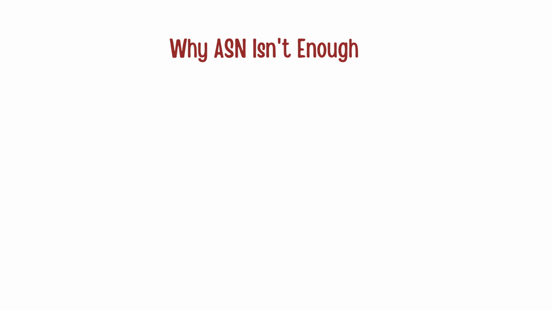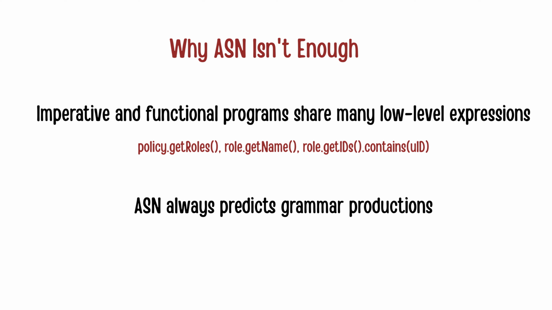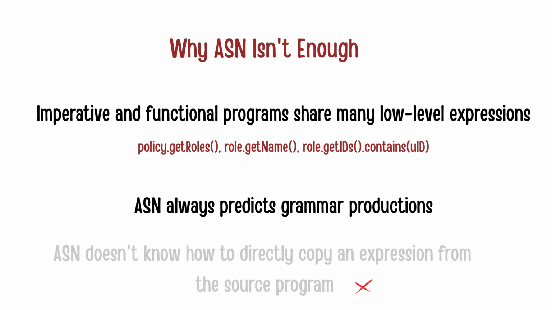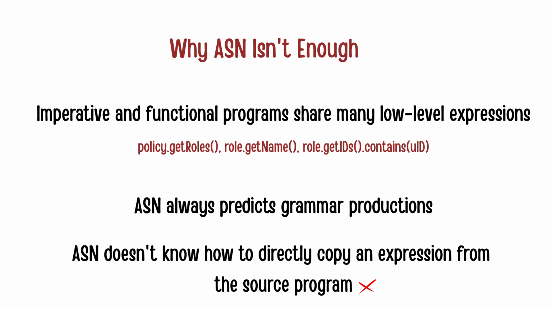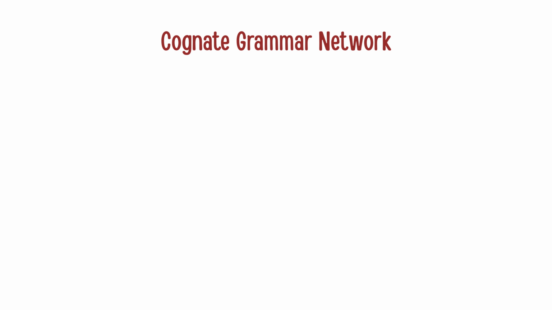Although ASN works well for many program synthesis tasks, it isn't perfectly suited for this problem. Remember the key observation behind this paper. Imperative and functional programs share many low-level expressions, but ASN always predicts grammar productions. It doesn't know how to directly copy an expression from the source program. And that's exactly the capability we need. This limitation led the authors to propose the Cognate Grammar Network.